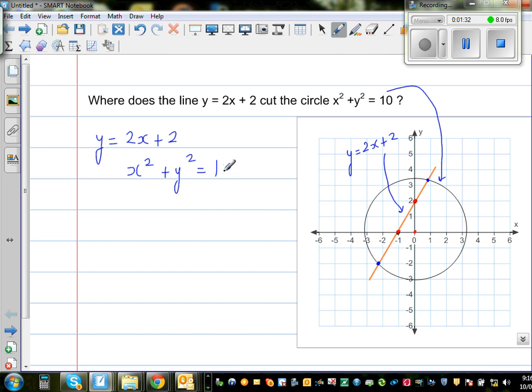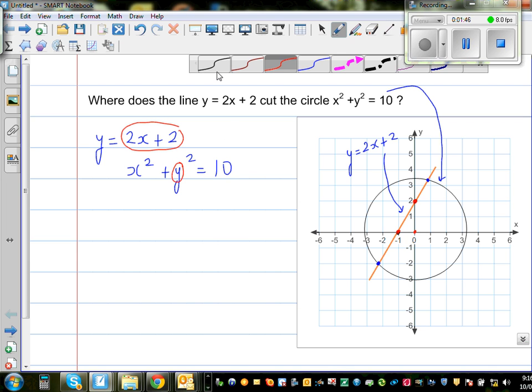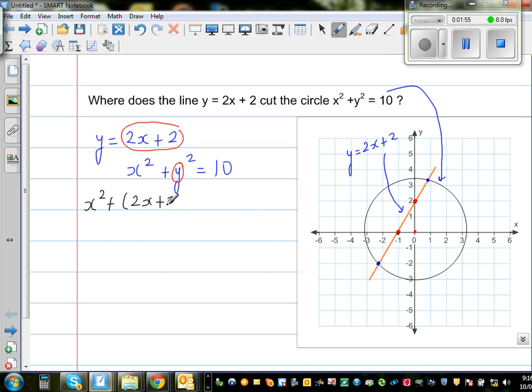So to find the point of intersection, I'm going to substitute 2x plus 2 in place of y. So if y is 2x plus 2, in place of y, I'm going to put 2x plus 2 in this equation. So this equation will change to x squared plus 2x plus 2, the whole squared, is equal to 10. Okay, so expanding this, I'll write this as x squared plus 2x plus 2 times 2x plus 2 is equal to 10.